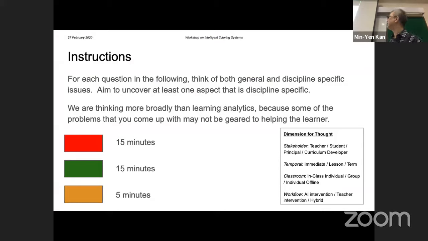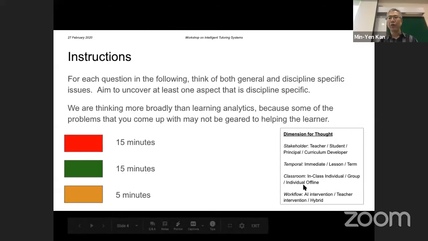Like, who is the stakeholder, right, over here? Are we talking about immediate feedback for the learner? Or are we talking about feedback to the curriculum planner about how to restructure the curriculum or the term time? Okay, is it going to be done in situ in the class? You know, you're going to use these exercises in class, or is it going to be group or individual offline as project work? We talked about the workflow.